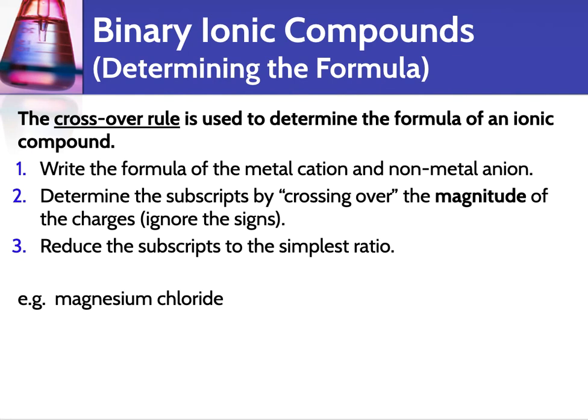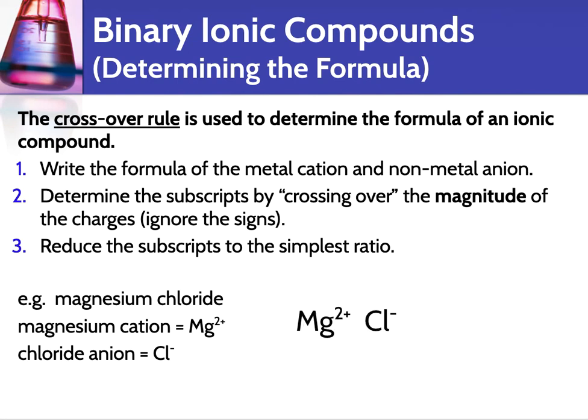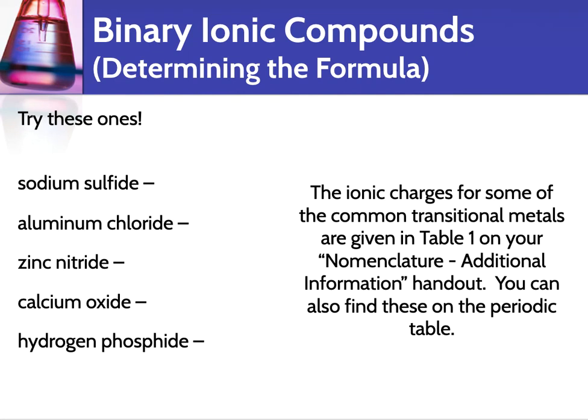So let's look again at magnesium chloride going the other direction. The magnesium cation is Mg2+, and chlorine makes an anion that is Cl-, so -1. So there's our two ions. We're going to cross over the numbers, remembering there's an invisible 1 there with that negative, which is going to give us Mg, little invisible 1, Cl2: MgCl2. So here's some more for you to try.